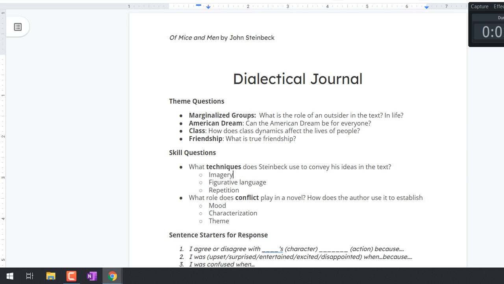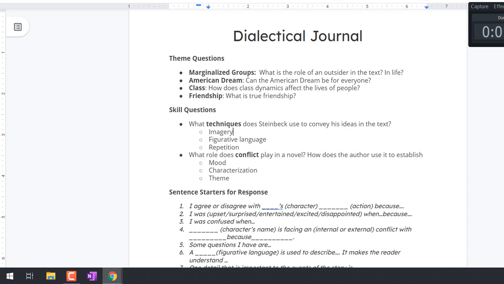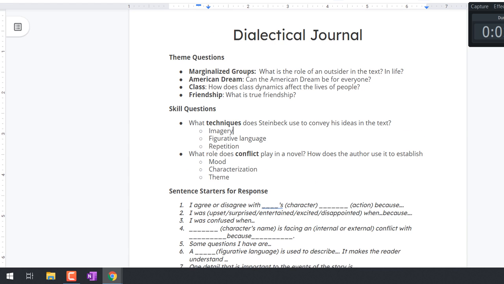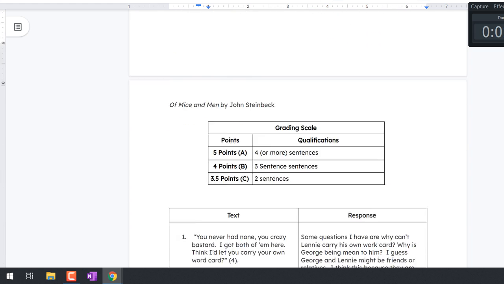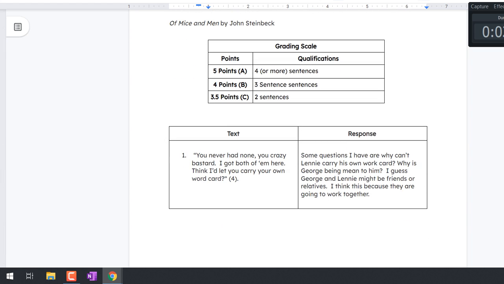You can also talk about techniques, so any figurative language that you're familiar with. You can also talk about conflict. Is there conflict in the play? You can choose a quote that shows that. And you have sentence starters here, but you don't need to use these. I used maybe some of the questions I have, but everything else is my own.